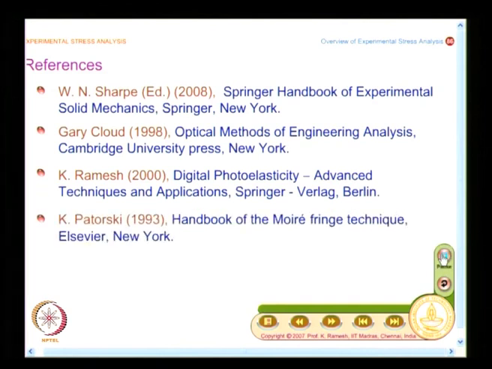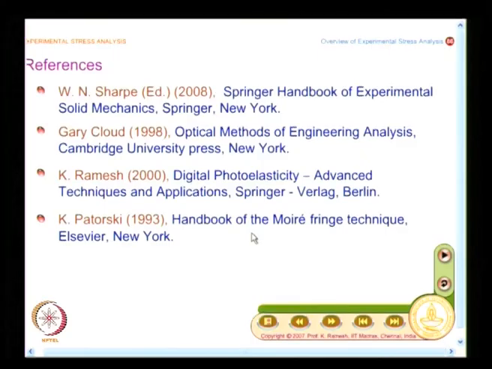Then you have a handbook of Moiré fringe technique. What I want to focus on in this set of references is that for each technique you have so many books, and imagine if there could be a handbook specifically written for Moiré technique, imagine how many different types of optical arrangement they would have discussed.